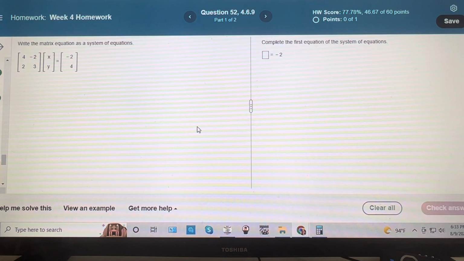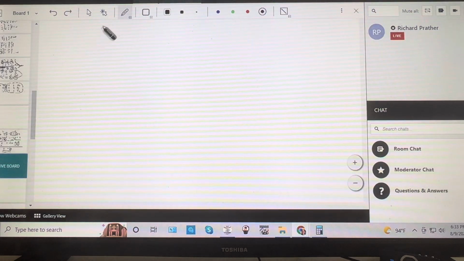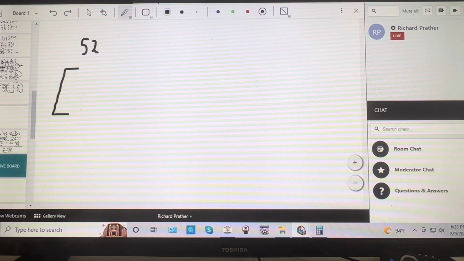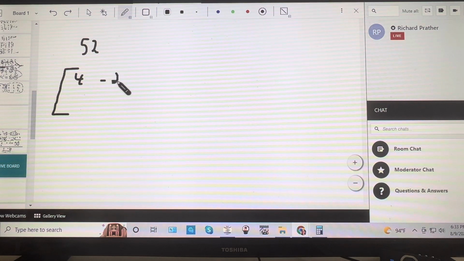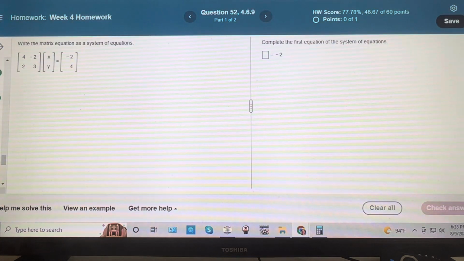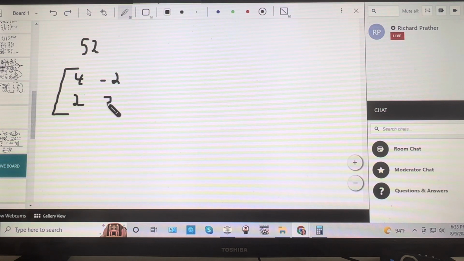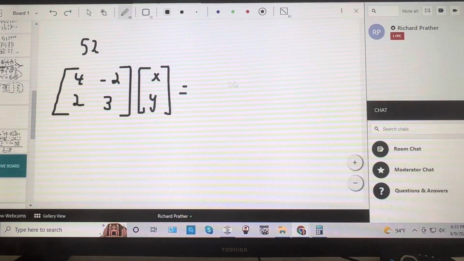Okay, so I guess we're doing some algebra with matrices. So this is just multiplying. Let me write this out so you see what's happening here. 52. I've got a 2 by 2 matrix: 4, -2, 2, 3. And then times x y equals -2, 4.